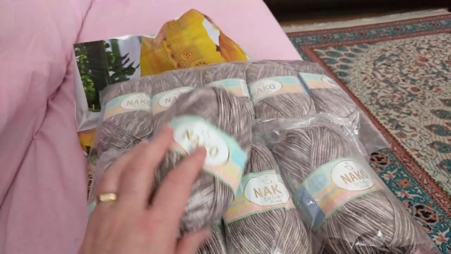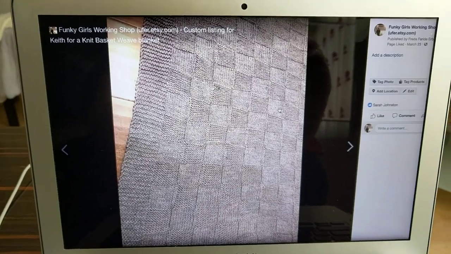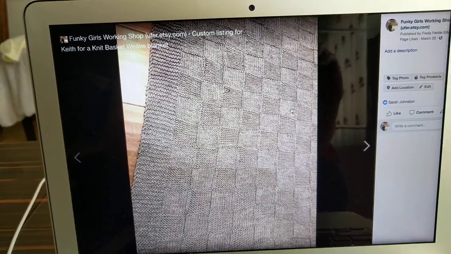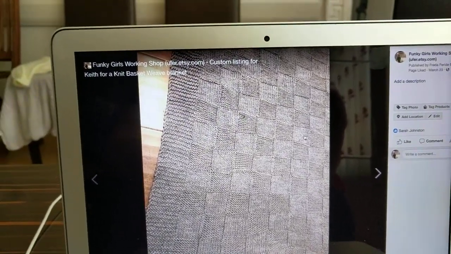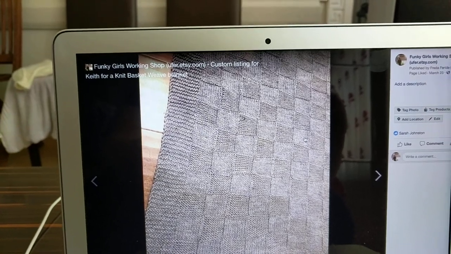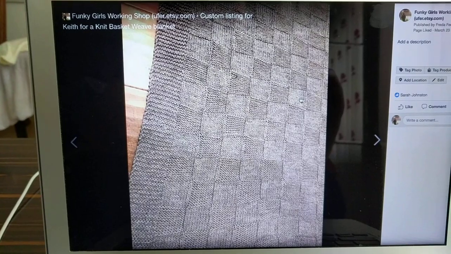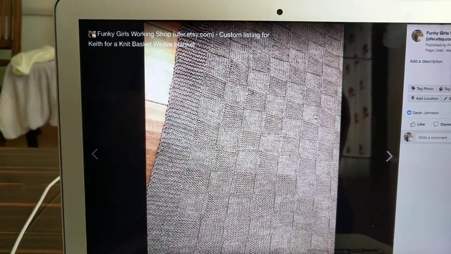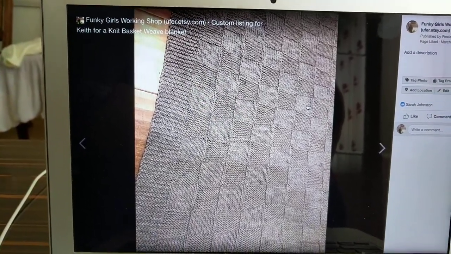So I searched for this pattern, and let me just show you. This is the baby blanket that she has, and unfortunately, when she washed it, it got ripped. I'm going to fix it when I go back to Edmonton. But meanwhile, she wanted an extra one, because the baby is 2 years old, so she just wanted to have a duplicate just in case of an emergency.